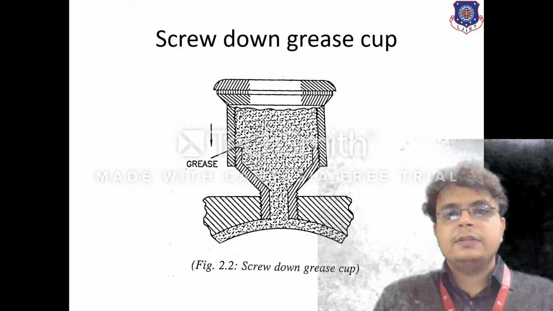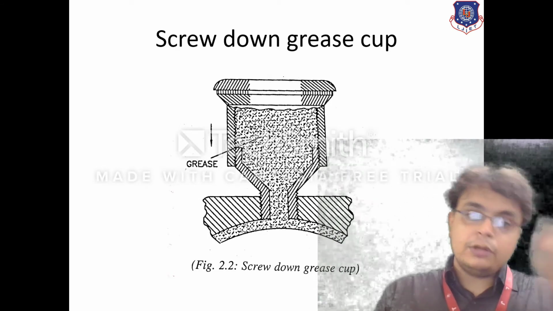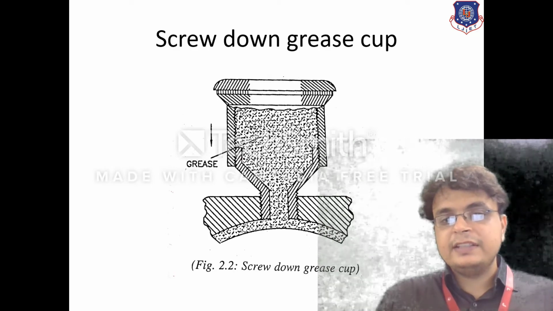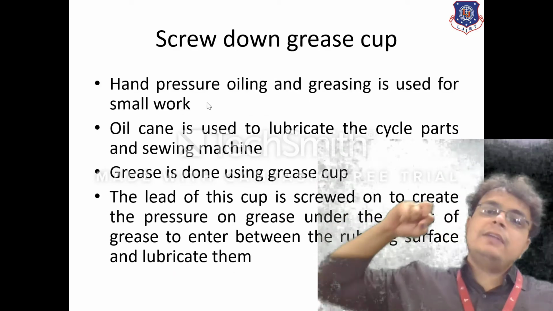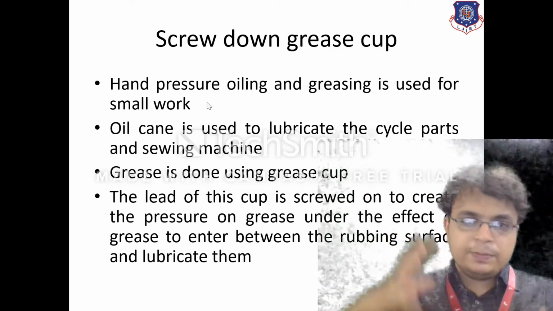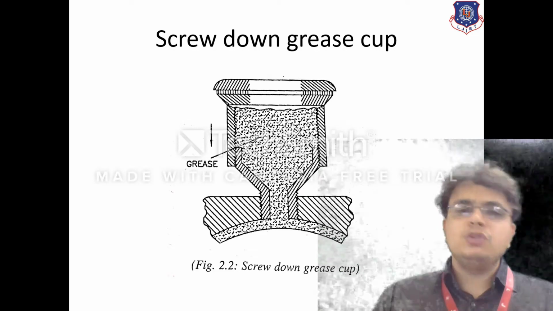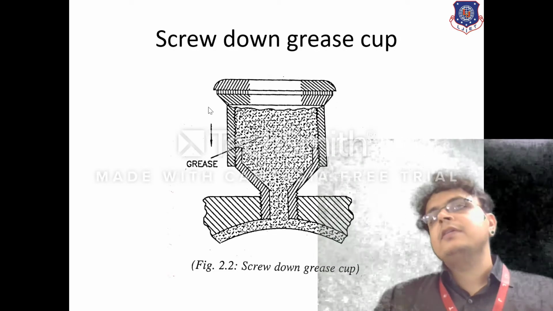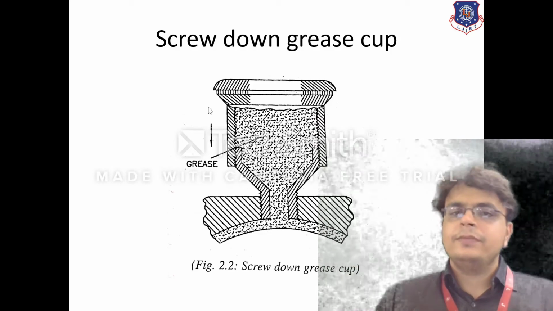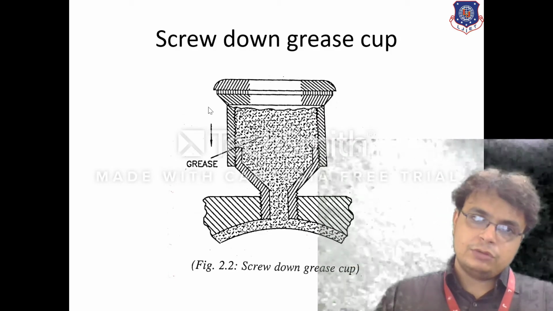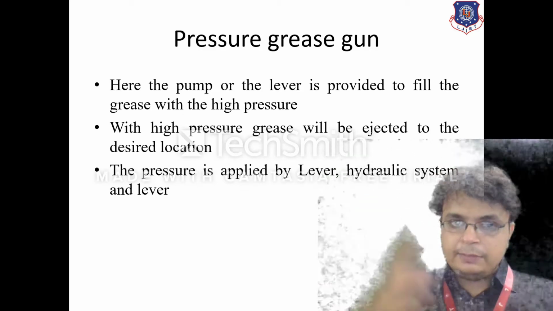Here we have the arrangement. This is the hand screw down pressure. Here we can see the grease, and over that there is a ring. The pressure is applied with the help of a hand only, meaning manually, and it is mainly used in a location where the amount of grease being used is quite small. Under that case we use the screw down grease cup method. So here the pressure is applied manually.